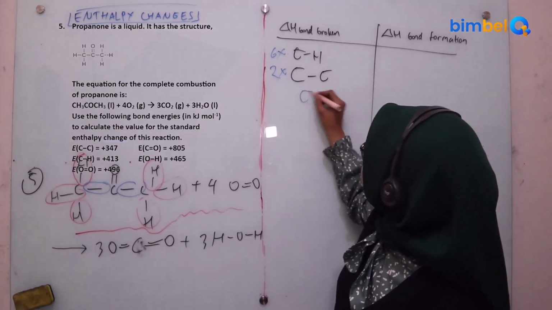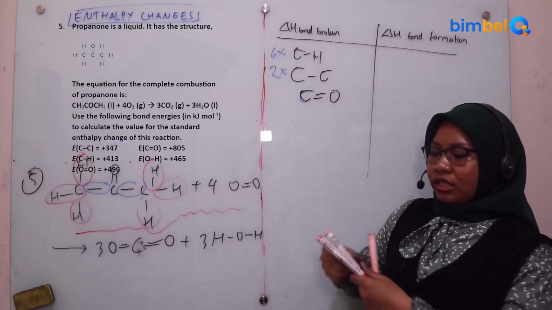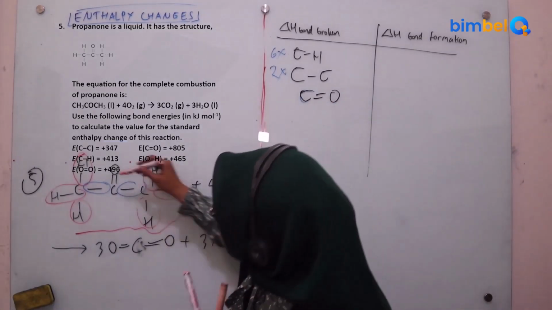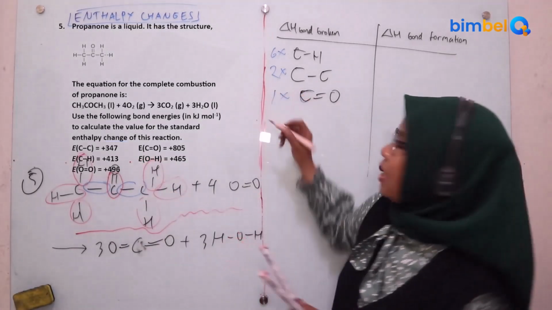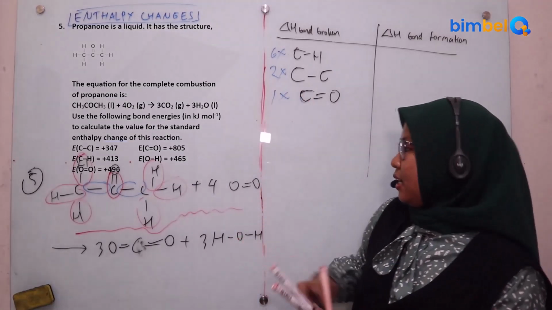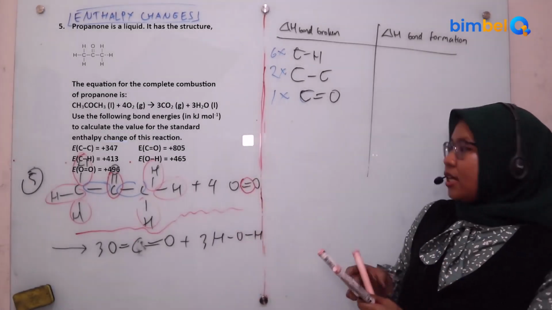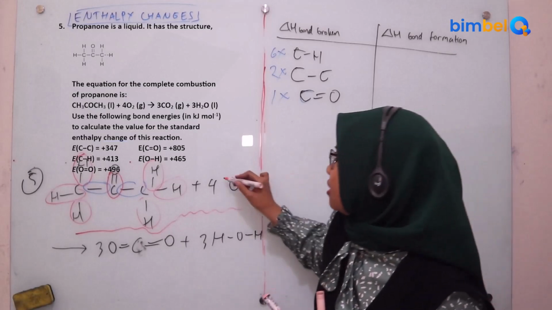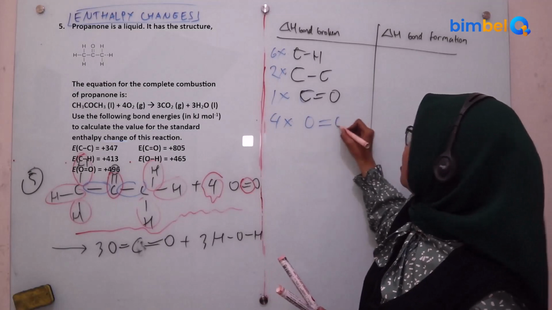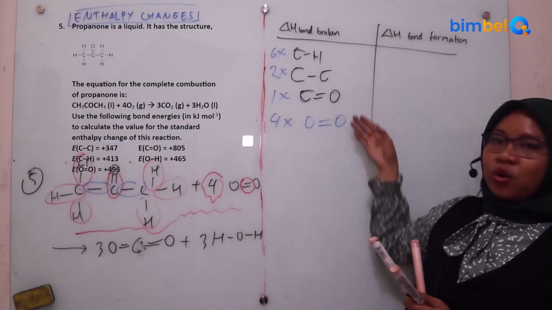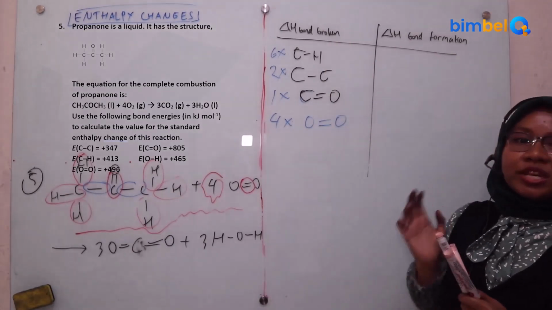And next we have the C=O double bond, and we only have 1 here, so it's just 1 times C=O double bond. And lastly, we have the oxygen double bond. But don't forget, even if it's just 1, you have to consider this number, so it is 4 times oxygen double bond. So we have identified all the bonds for bond broken, and now let's identify the bonds for bond formation.